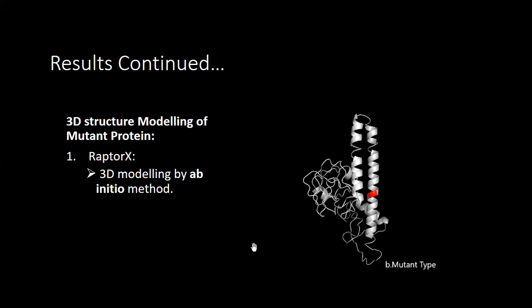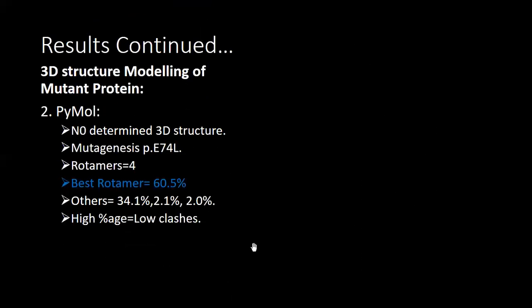So this is the mutant type structure. The red point shows the mutation. And also I visualized this structure in a visualization tool. We can use some tools in it because we can do further analysis.